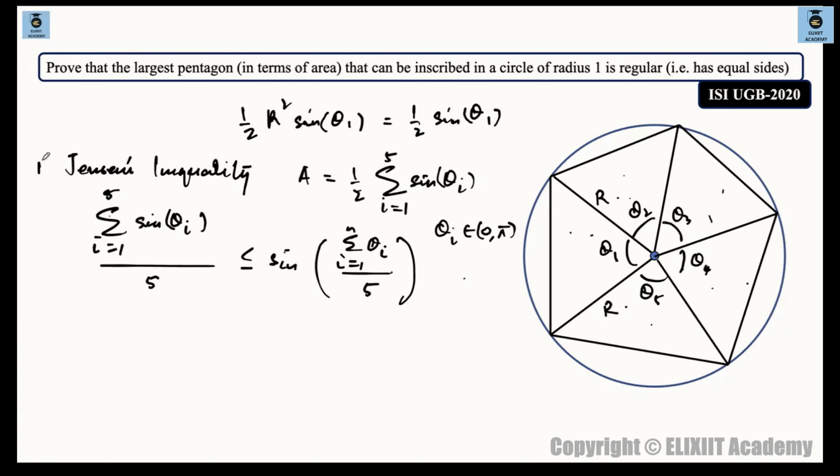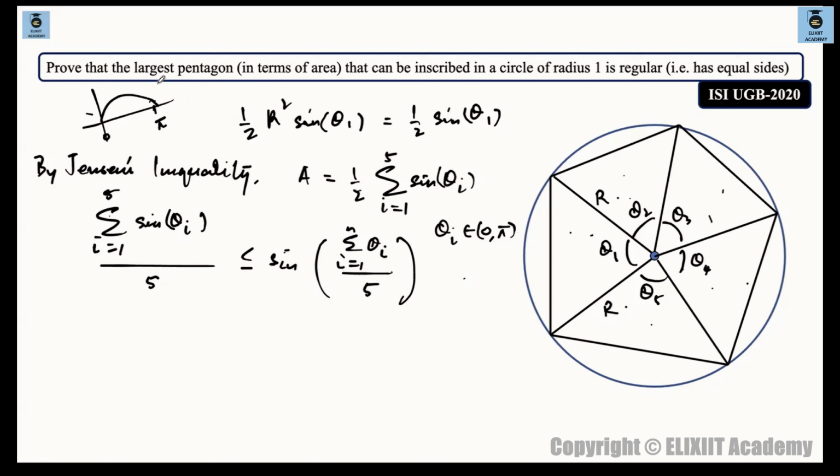By Jensen's inequality, can I say this thing? That summation of i is equal to 1 to 5 sine of theta i divided by 5 is less than or equal to sine of summation i is equal to 1 to 5 theta i divided by 5. ठीक है, तो यहां पे ये वैल्यूज यहां पे यूटिलाइज हो जाएंगे and we will maximize this quantity as well. One more thing which you have pointed out, this function is strictly concave in this interval. Sine function is strictly concave in this interval 0 to pi.